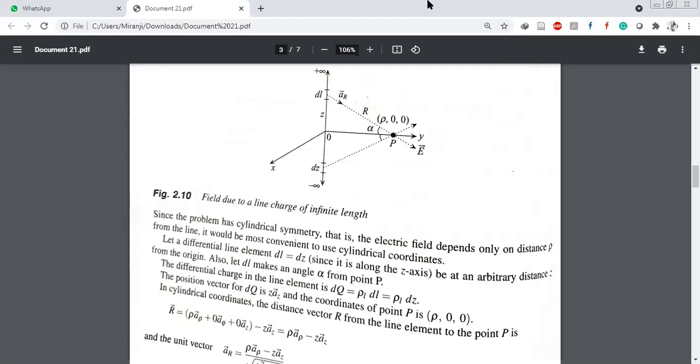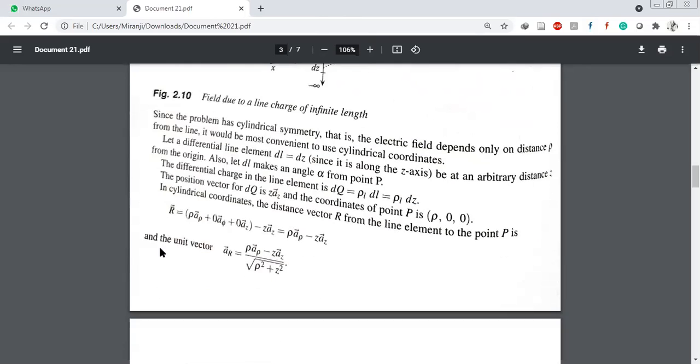All the information is available here. When we express the position vector of dq as a vector, it is z into az, in the direction of z, right? So the position vector of that dq is z into az, and the coordinates of that point P equal rho comma 0 comma 0.